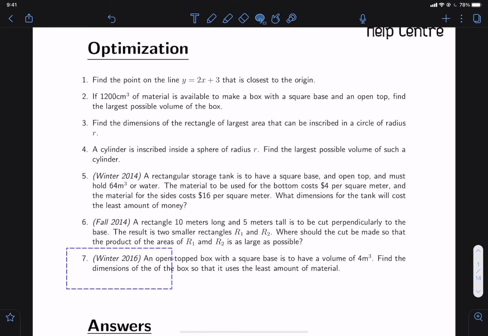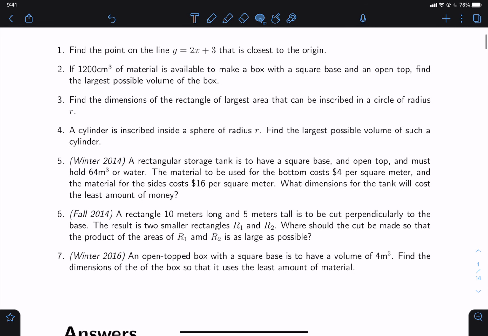2016. An open top box with a square base has a volume of 4 cubic meters. Find the dimensions of the box so that it uses the least amount of material. So this question is even more simple than question 5, right? Again, you have an open top box with a square base, and the volume is fixed.